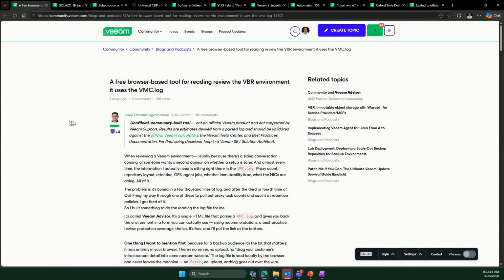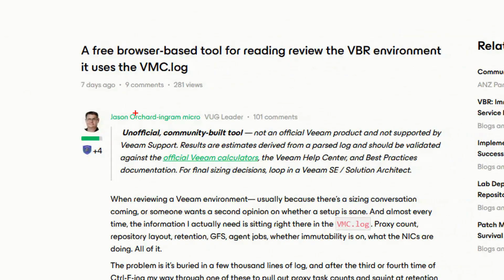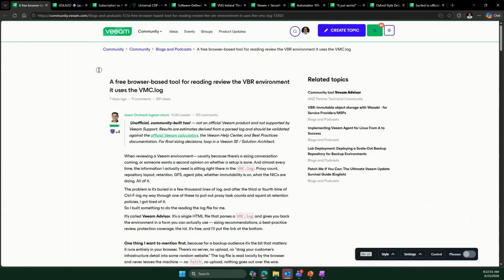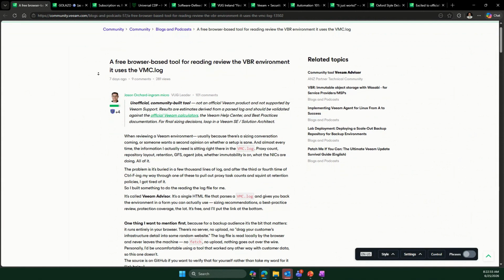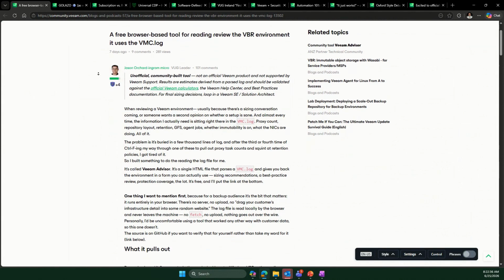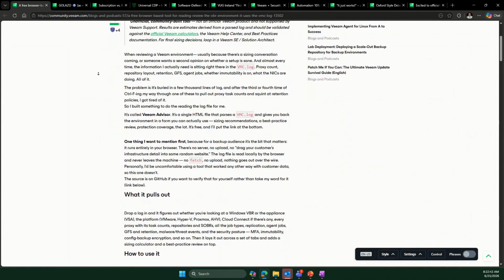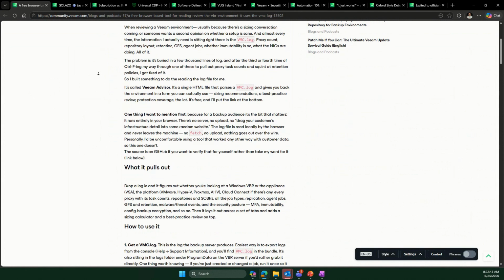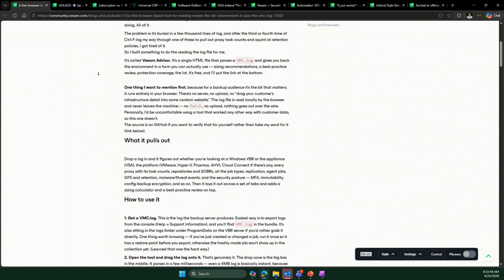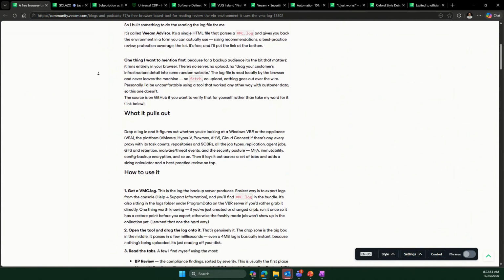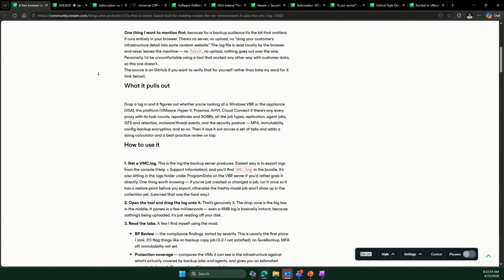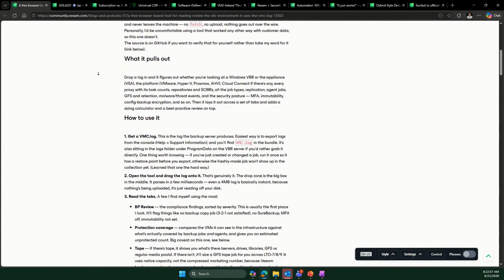First up is Jason Orchard talking about a free browser based tool to review a Veeam backup and replication environment using the VMC log file. That one tells all. What caught your eye about this one, Maddie? Yeah, this is a great project. I know I've seen a few emails going back and forth between you and the team. So I know you supported him in this, but it seems like it ended up being a successful project. I saw a lot of comments from the community that say pretty cool project. So I have to agree.